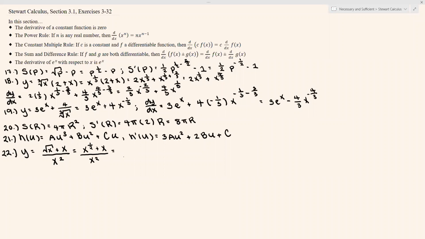And now what I'm going to do is write this as two fractions, x to the 1/2 over x squared plus x over x squared.